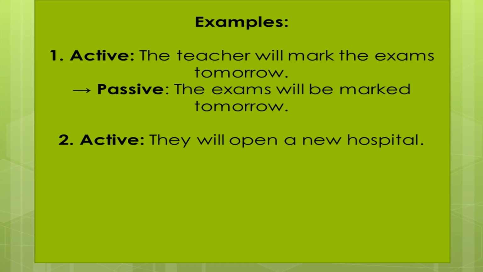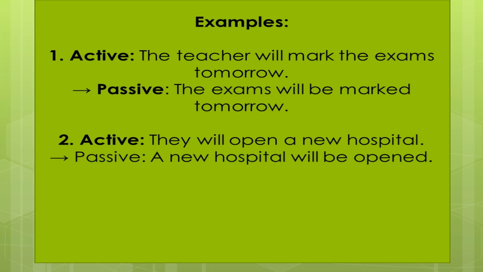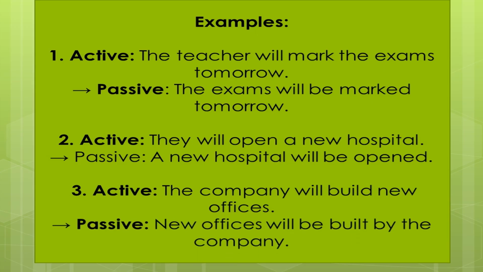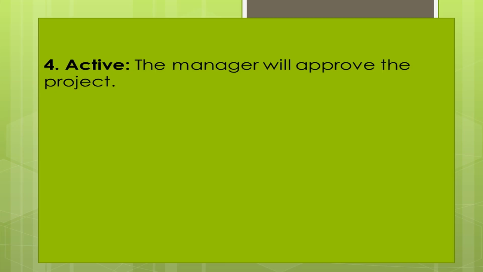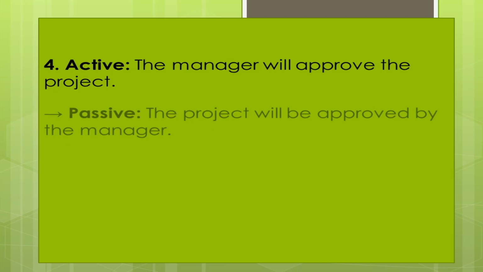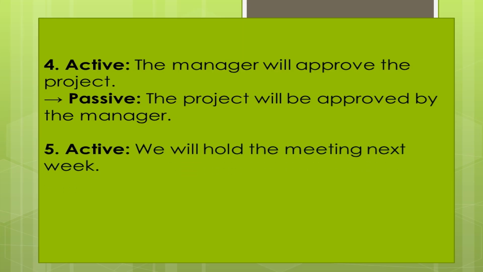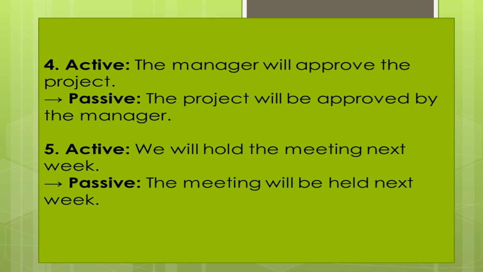They will open a new hospital. You guess what can be the answer, starting with the hospital? A new hospital will be opened. The company will build new offices. These are sentences in the future. Passive, we say new offices will be built by the company. The manager will approve the project. The project will be approved by the manager. We will hold the meeting next week. The meeting will be held next week.